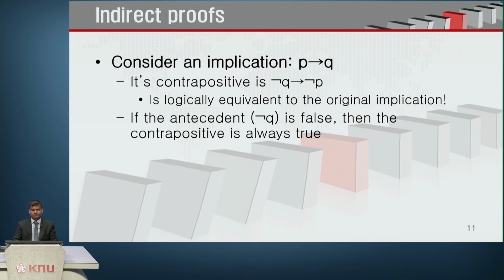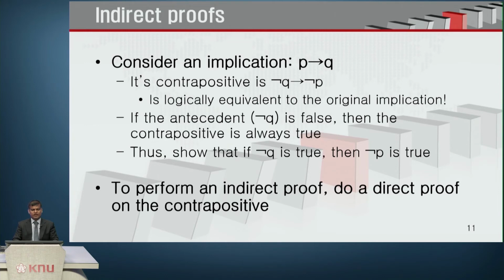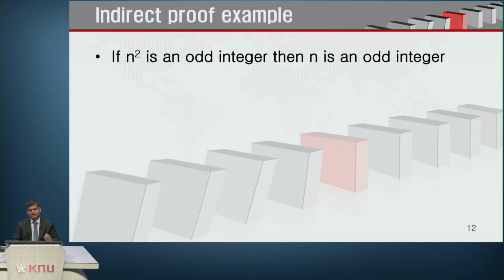So that's what we try to say here. That's what we try to prove in an indirect proof, indirectly proving the implication. Thus show that if negation of Q is true, then negation of P is true. To perform an indirect proof, do a direct proof on the contrapositive. So let us consider: if n square is an odd integer, then n is an odd integer.